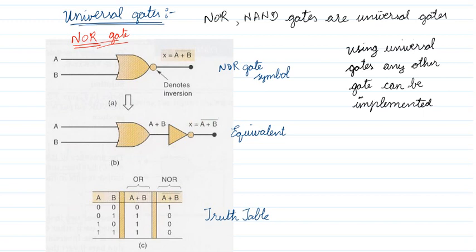What about the truth table? It is the inversion of the OR gate. If you look at the truth table for an OR gate, 0 plus 0 is 0, 0 plus 1 is 1, 1 plus 0 is 1, 1 plus 1 is 1. Everything is inverted: 0 becomes 1, 1 becomes 0. A and B are the inputs, and this is the output for the NOR gate. Simply put, an OR gate followed by a NOT gate is the NOR gate.